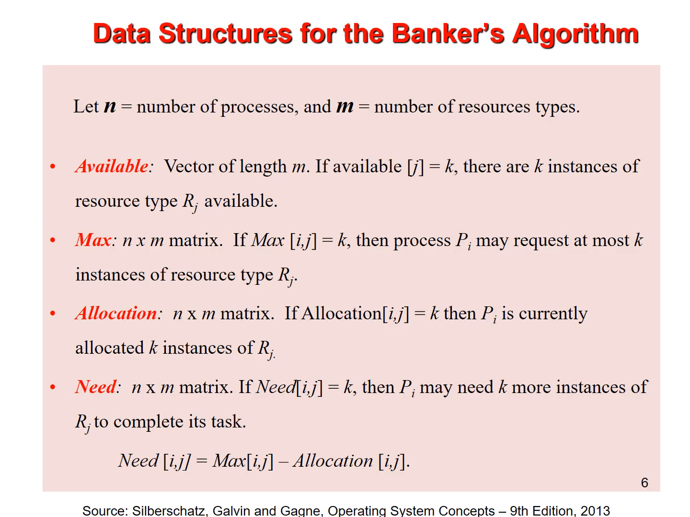These are all the data structures used for the banker's algorithm. N represents the number of processes. M represents the number of resource types. Available represents how many instances of the resource types are available. That is, available of j equal to k means k instances of the resource type Rj are available.